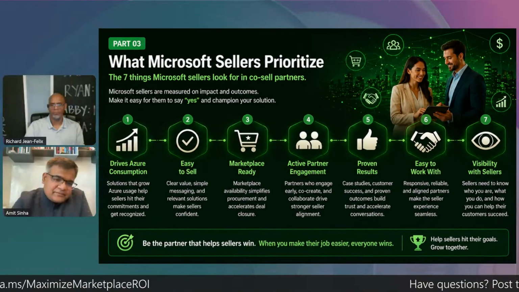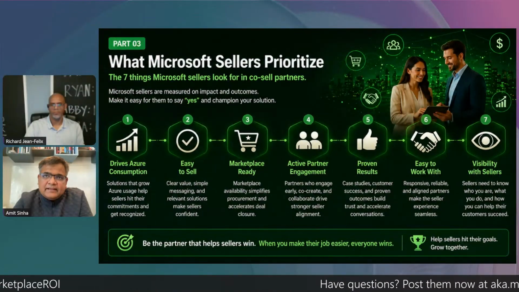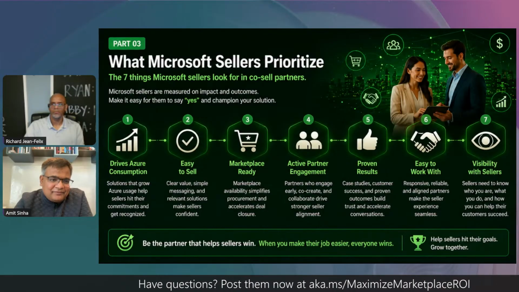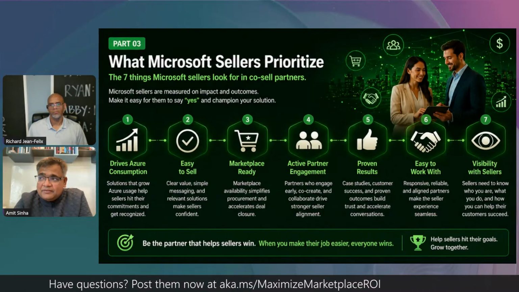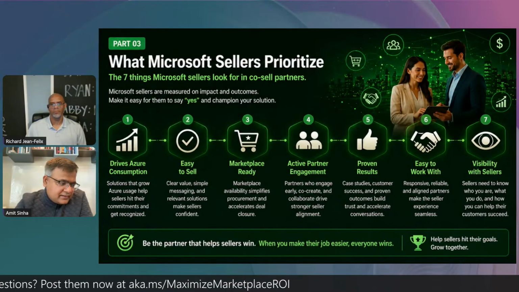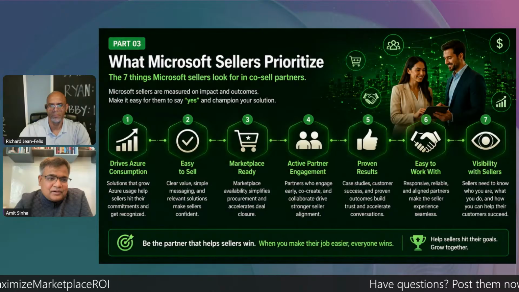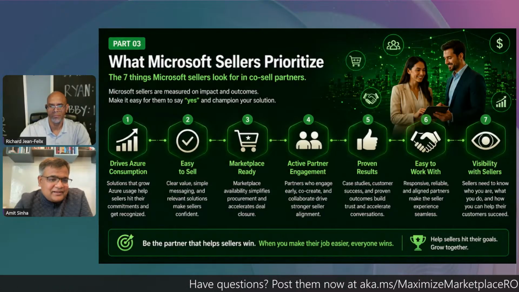Yeah, a couple of pointers from my side. One is, imagine the Microsoft seller. They have so many partners, and they have their unique customer that they are trying to help get to the next level, right? So they have to think through all these things at the same time. So how do you make it easy for them? Easy for them to understand the Better Together story, right?